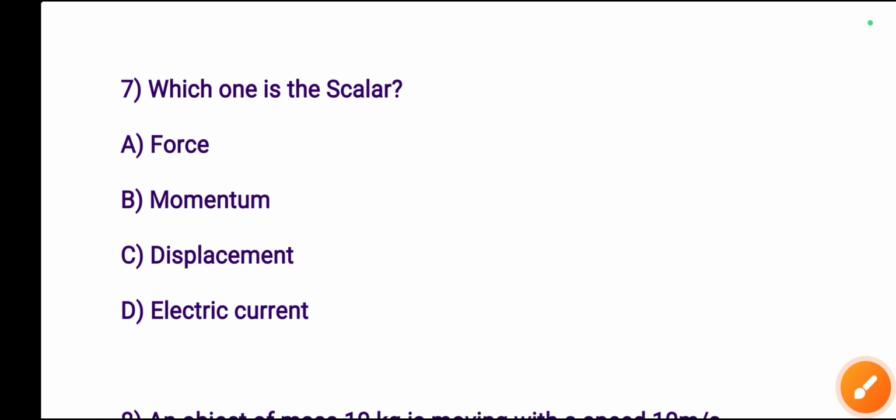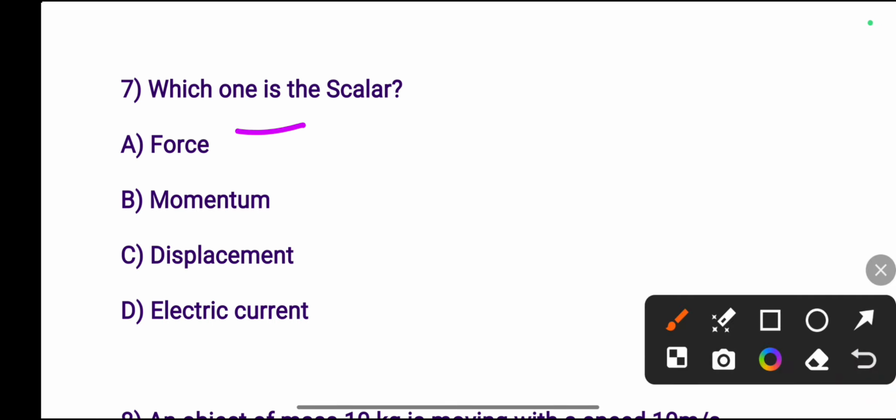Next, which one is the scalar? Force, momentum, displacement. Force is the vector, momentum is also vector, displacement is also vector. Electric current, though it has direction, still it is a scalar quantity because it does not follow the rule of vector addition. So electric current is the scalar quantity.